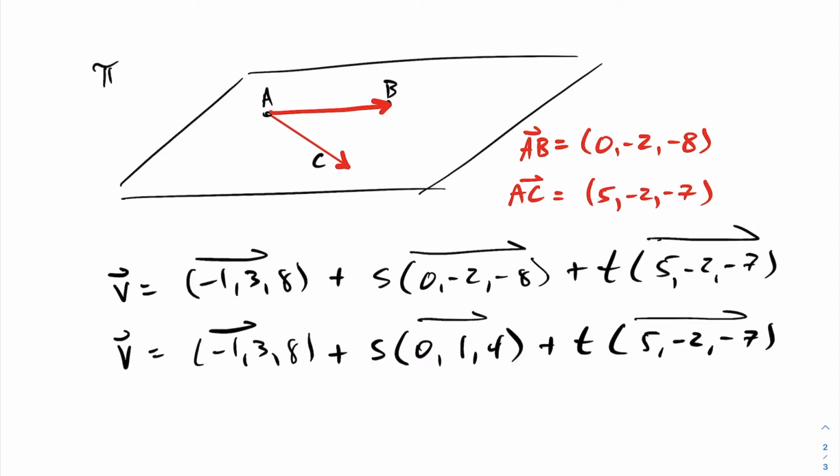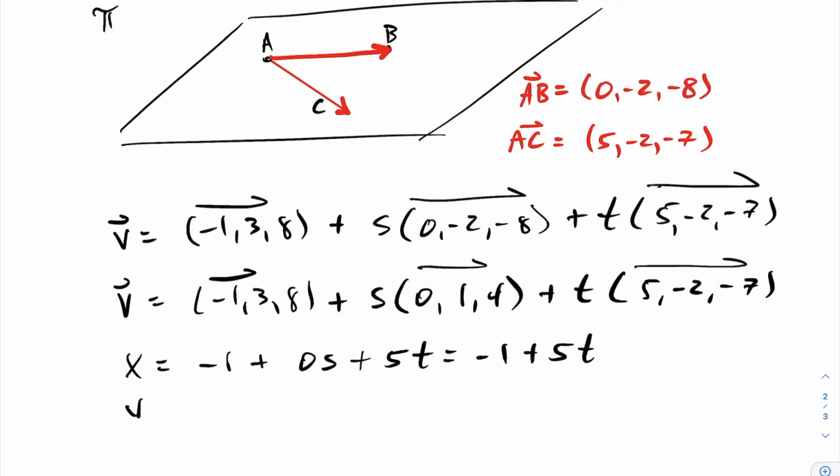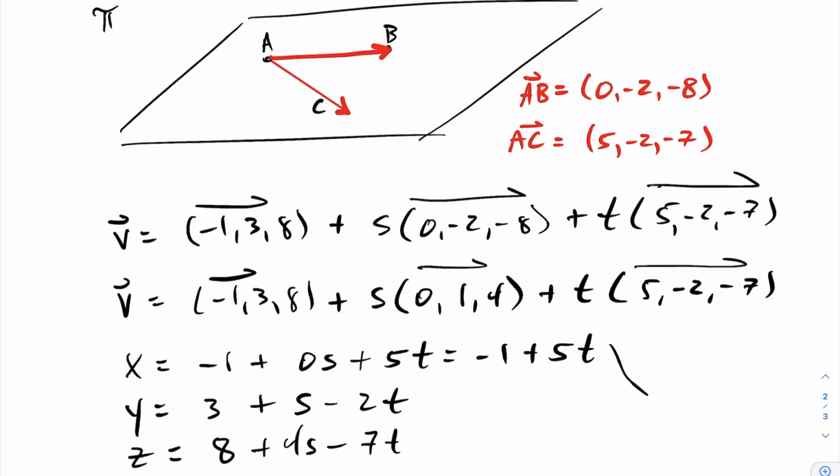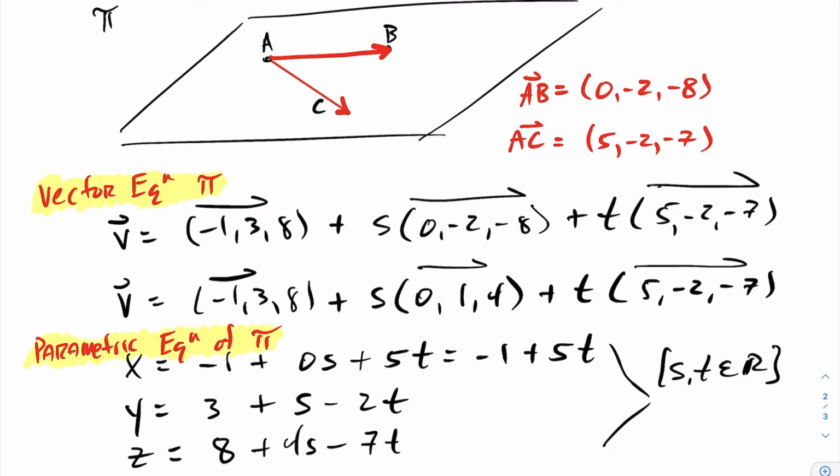If I want to express this in parametric form, it will be x equals -1 plus 0s plus 5t, which is -1 plus 5t. Y will equal 3 plus s minus 2t. And lastly, z will equal 8 plus 4s minus 7t. And again here, s and t are any real number. So notice here we have our vector equation of our plane and our parametric equation of our plane.